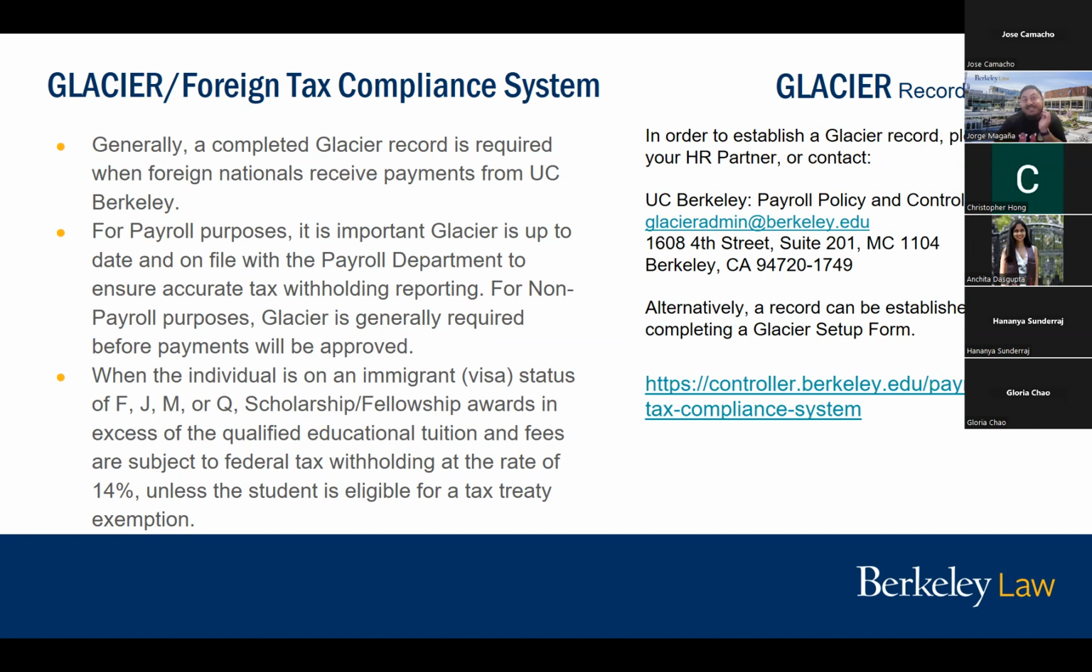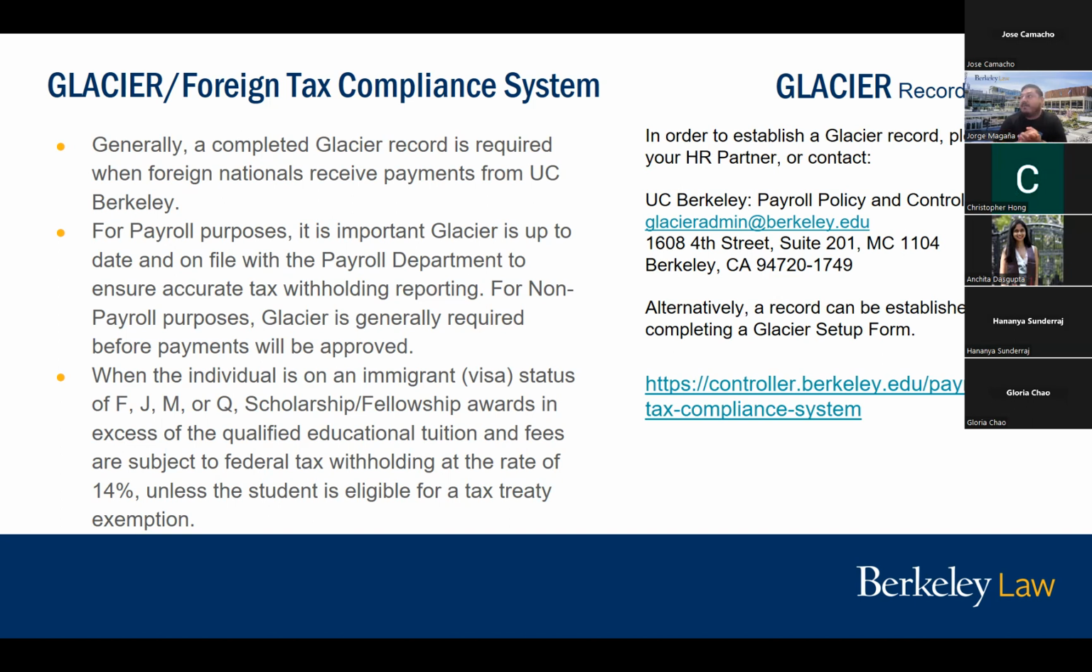Unfortunately, it also means that you're going to get taxed 14%. I know that's a lot. There's nothing I can do about it. It's the federal government. You will get a communication on your CalCentral, in the to-do list section, about the Glacier record and how to complete it.